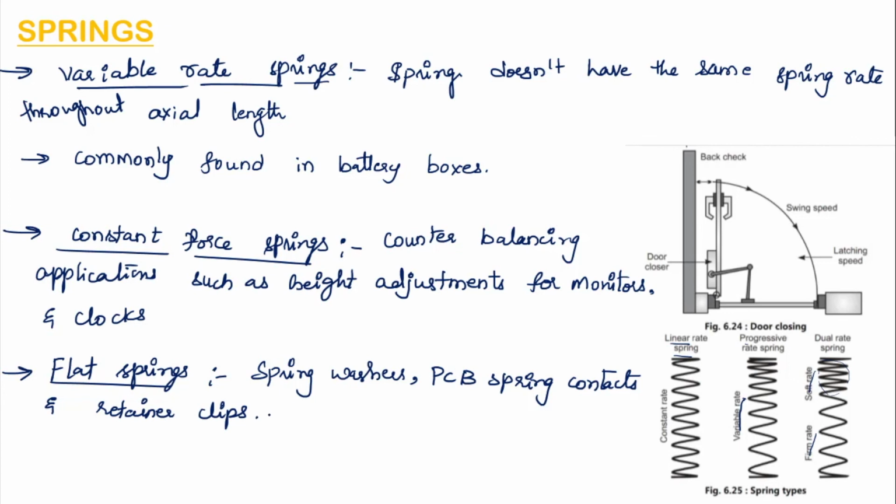Here in this example we can see how door closing is possible with the help of springs. What is the mechanism? This is a door closer, and this is the latch speed or latching speed with which the door is latched, and this is the back check. Here you can see the swing speed of the door. How it is possible with the help of springs is shown here. So this is all about the springs.